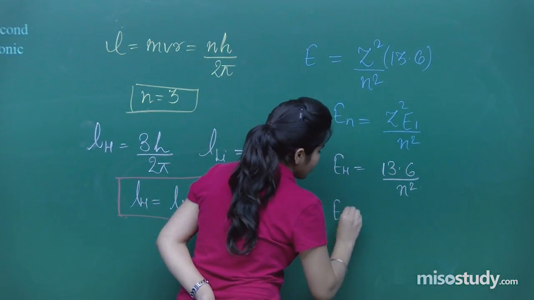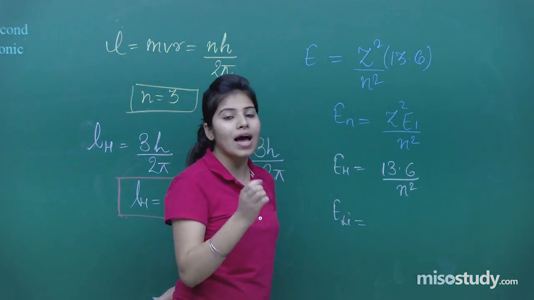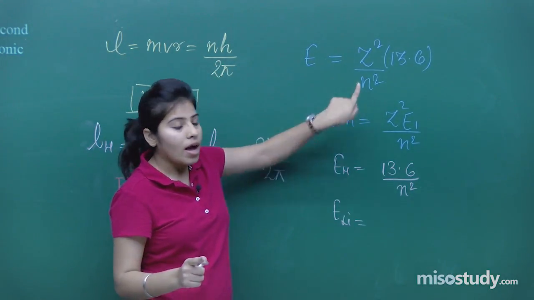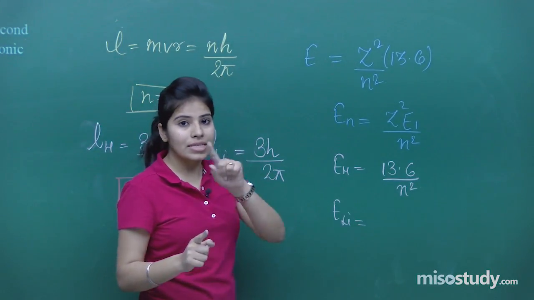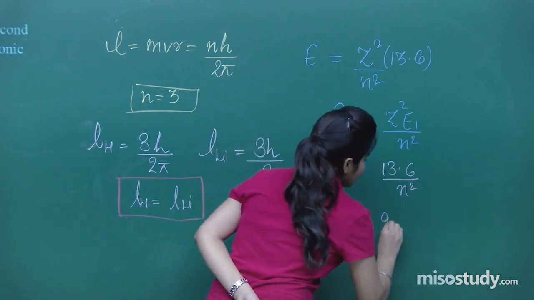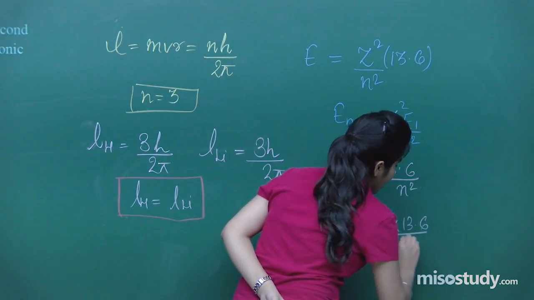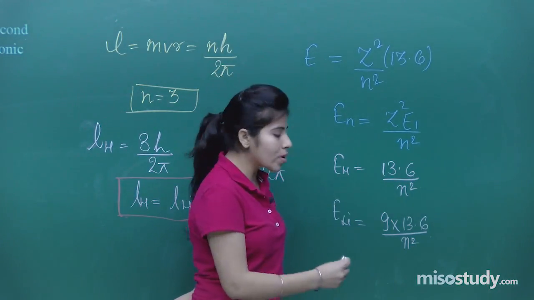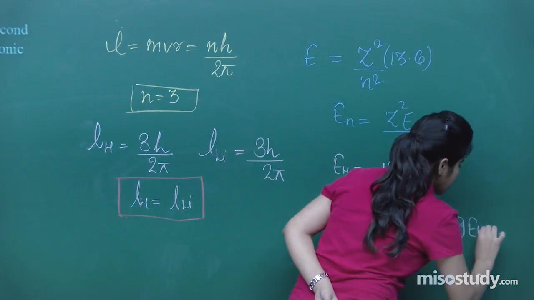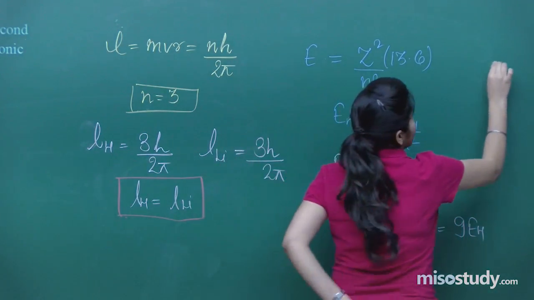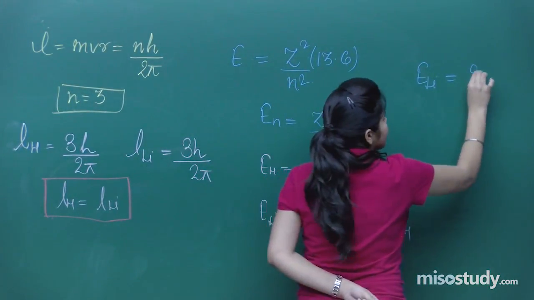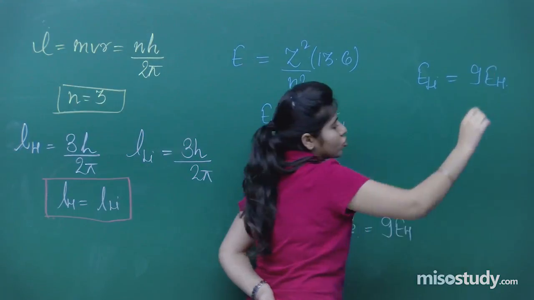Now if I talk about the lithium ion, Z denotes the atomic number, and for lithium the atomic number is 3. So the square of 3 will be 9. So 9 into 13.6 divided by N square, or you can write it as 9 into EH as well. So the energy for lithium has come out to be 9 times EH.